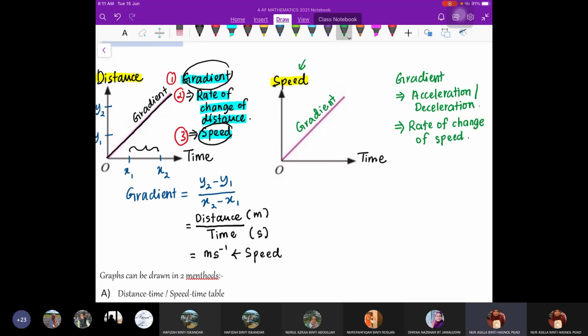Okay. So if you see, there are similarities with distance time graph, di mana dia guna perkataan rate of change. Jadi, if you hear rate of change, dia gradient. So, it depends sama ada dia distance ataupun speed. Okay. So, please be alert. So, these three things, once again, is the same thing. Tapi untuk speed time graph.